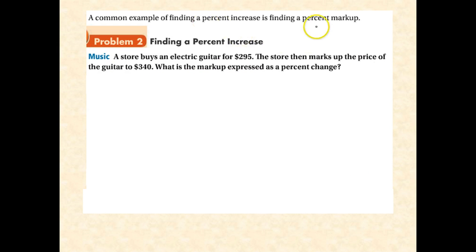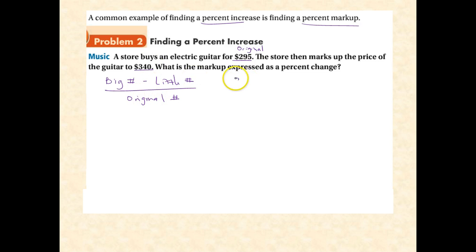Alright, how about a markup? A percent increase is a percent markup. A store buys an electric guitar for $295. It then marks up the price to $340. So the original number is actually this one. This is the original price that the store paid. They're marking it up to $340. So we're going to do big number minus little number divided by the original number.